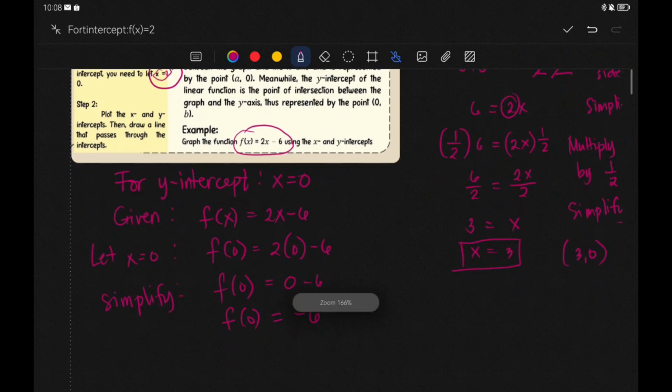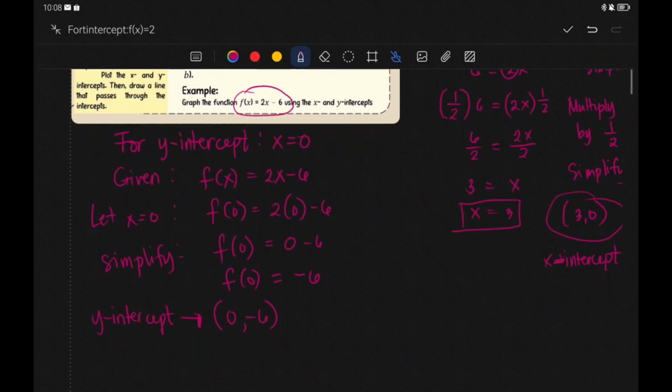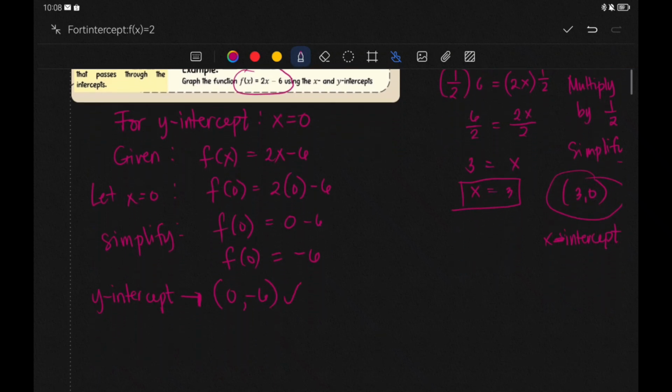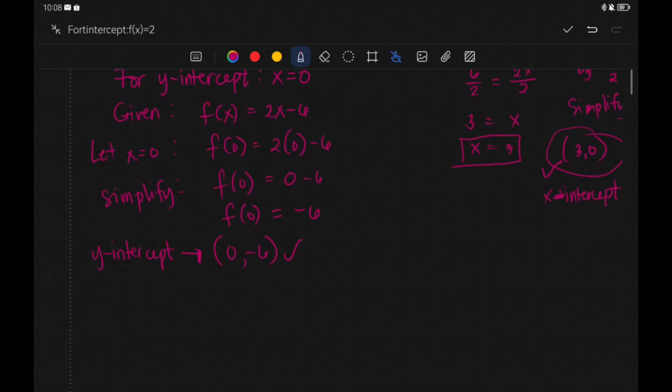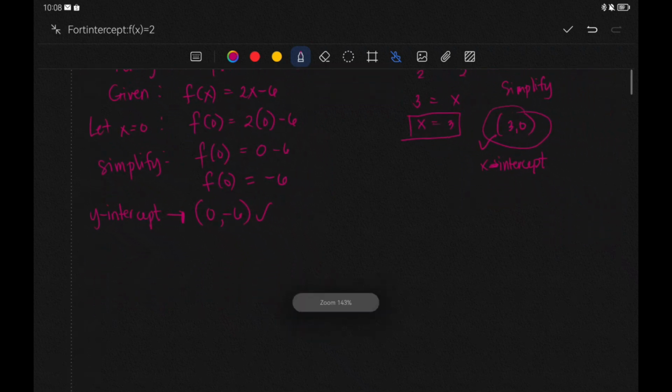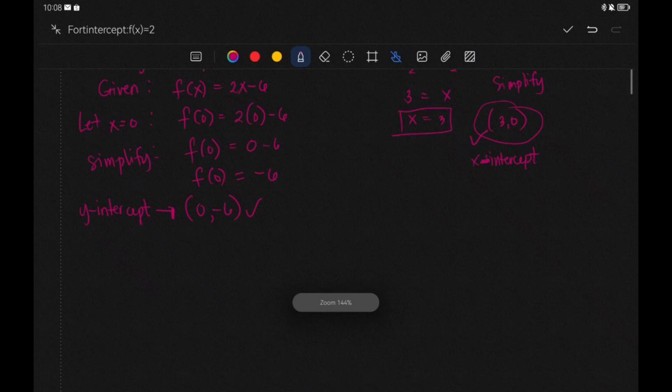Thus, the y-intercept, remember this is our x-intercept, and the y-intercept is 0 and negative 6. Hence, another point of the graph is 0 and negative 6. So, these are the 2 points of the graph. Step 2, we are going to plot the x and y intercepts. So, we are going to make a graph.